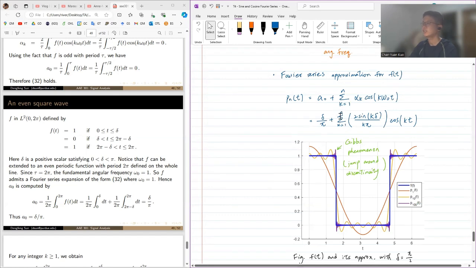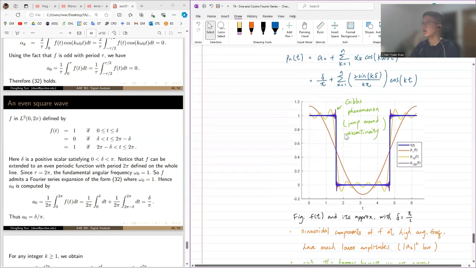And here n essentially will determine how good the approximation is. So here I have a plot that shows the original function f and its approximation when delta is equal to pi over 2. So the blue line here is the original function, and the orange line here is the approximation P1, and the yellow line here is the approximation P10, and the purple line here is the approximation P100.